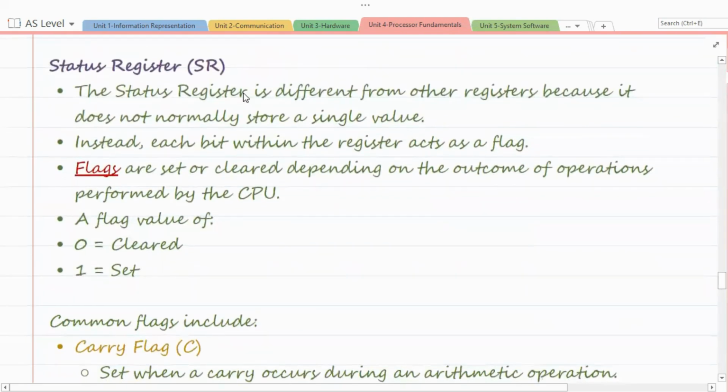Next, we have status register. Status register is different from other registers because it does not normally store a single value. Instead, each bit within the register acts like a flag. Now, flags are either set or cleared. It can be either 0 or 1. Set means 1 and cleared means 0, depending upon the outcome of operations performed by the CPU.